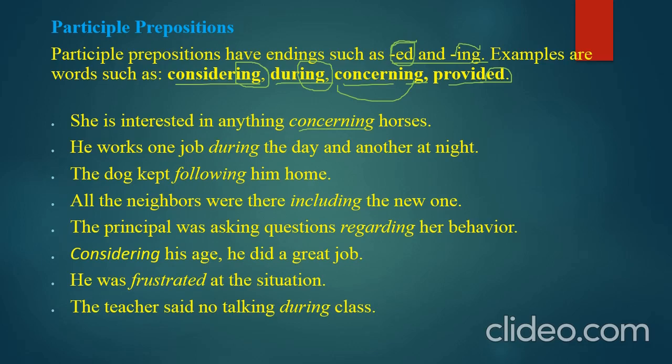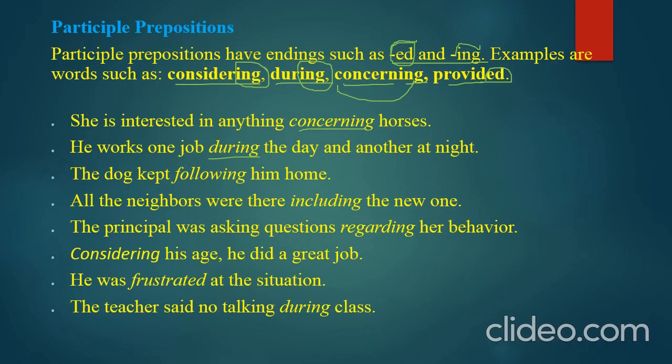Here concerning is the participle preposition. He works on one job during the day and another at night. कि वो एक काम दिन में करता है एक job और दूसरा रात को करता है. So here during is actually the participle preposition. It shows the relationship between he works a job and the day and another at night.